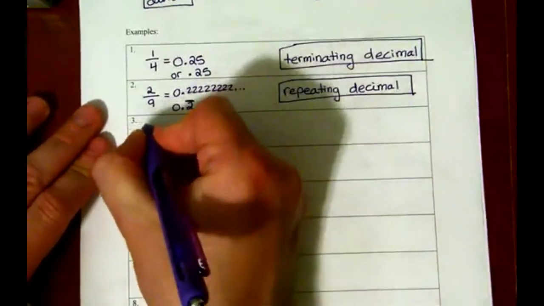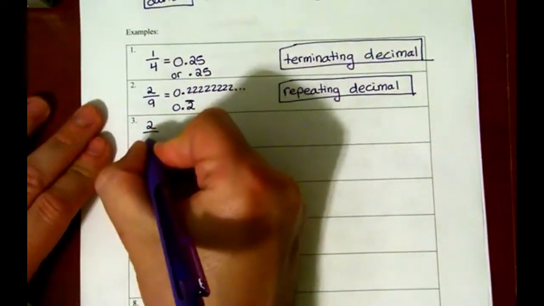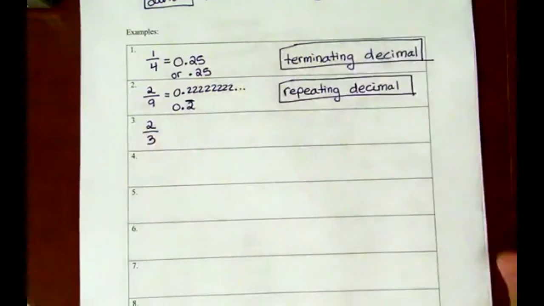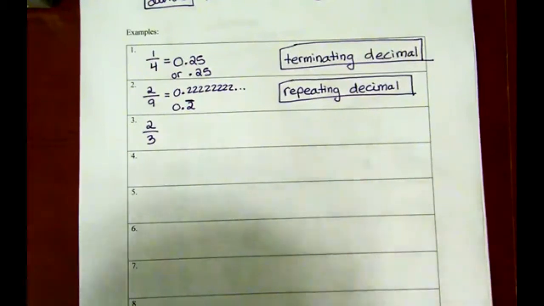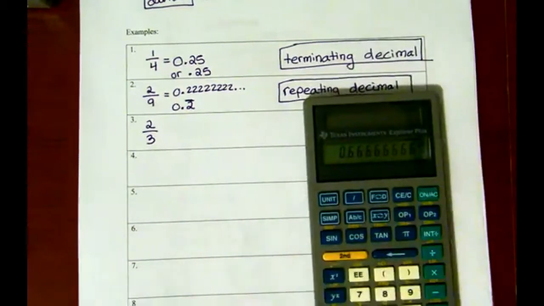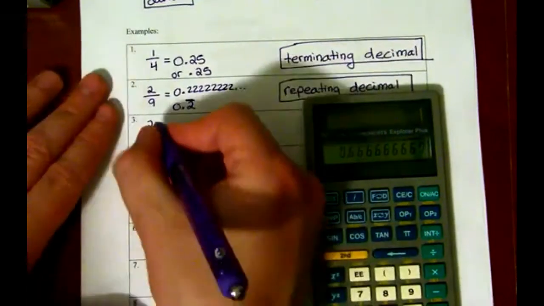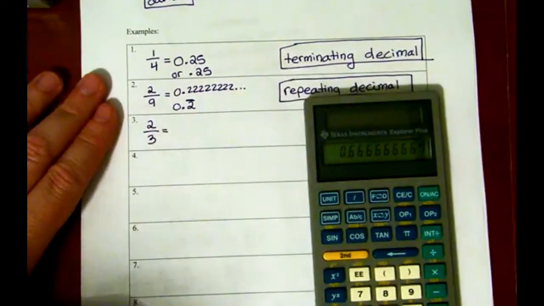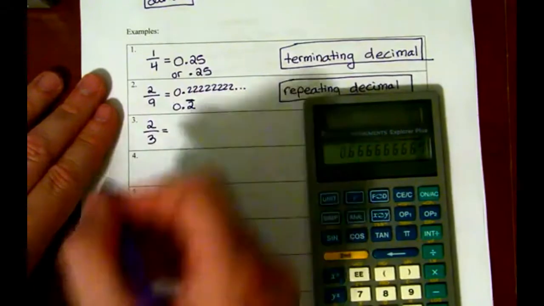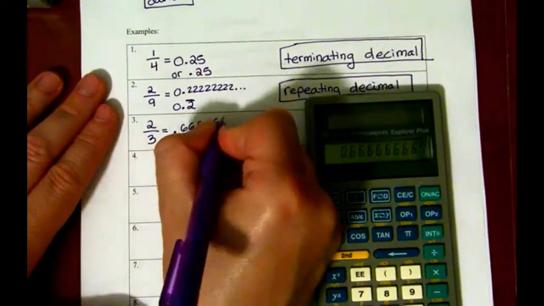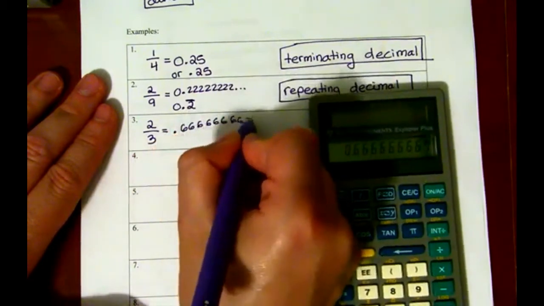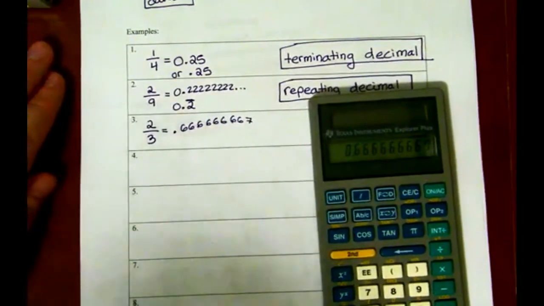Okay, 2/3. Type this into your calculator. 2 divided by 3. There is something really strange happening here. Not all calculators are going to say this, but my calculator does and yours might. Mine says 0.666666666 and then a 7.